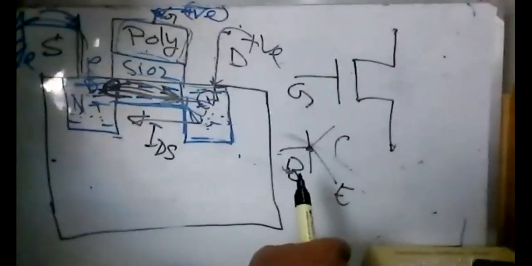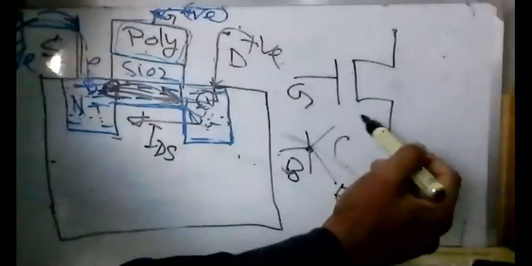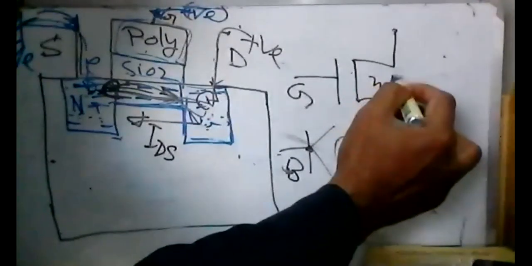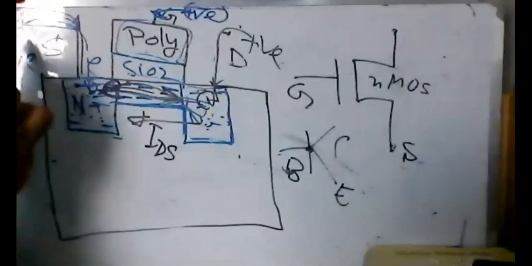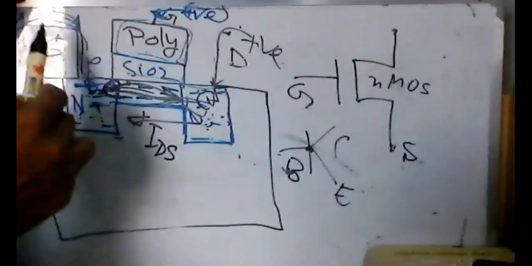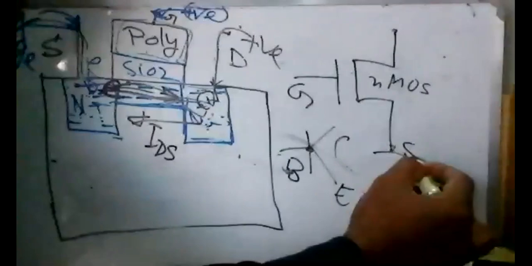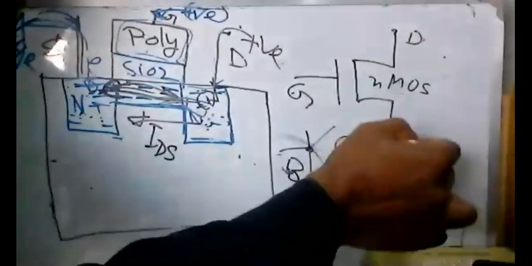But which side should be considered the source? You can consider any side, but normally for NMOS we consider this side the source, because the source is negative. Source is ground, and we know the ground is always at the bottom side. That's why we put the source here as ground, and this one is the drain.